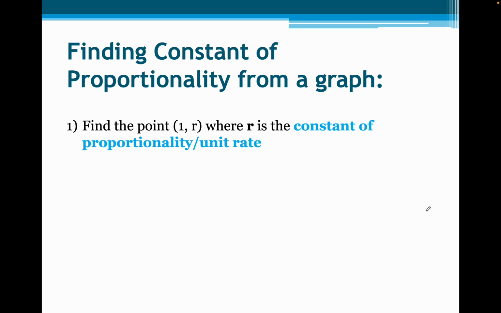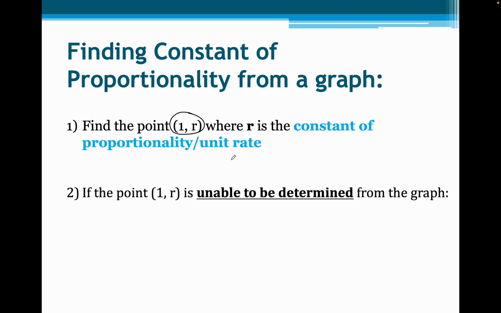So here's what we want to do. We want to try to use the graph to find our constant of proportionality, or our unit rate, which is what we talked about yesterday. First thing you want to do is look for the point where x is 1. And if you can find that point clearly on the graph, whatever the y value is when x is 1, that is your unit rate.